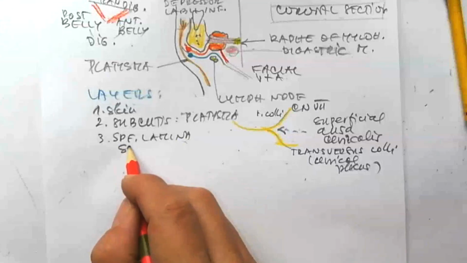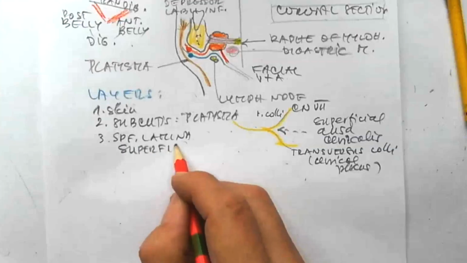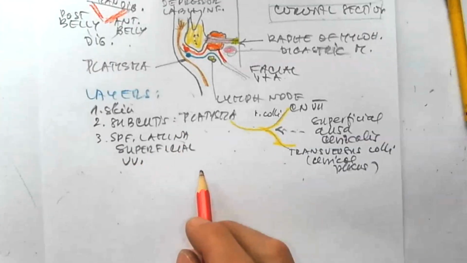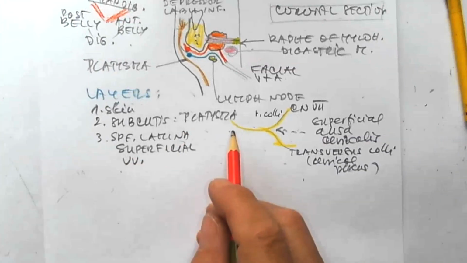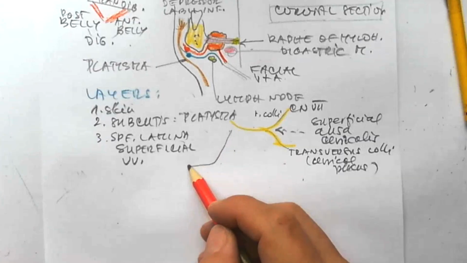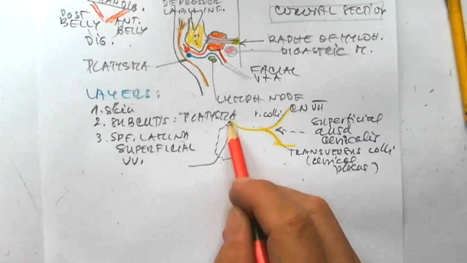Then one more thing is that number 3 follows the superficial lamina and superficial veins. They are forming that arch, etc. And also we could draw the angle of the mandible. Here we have the parotid gland.